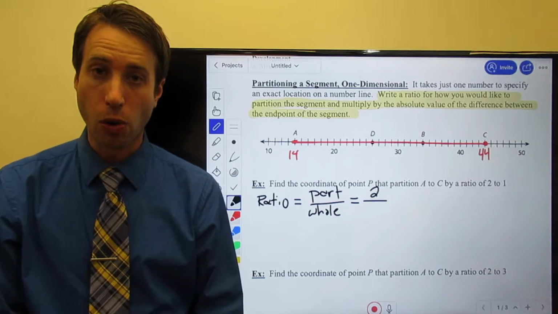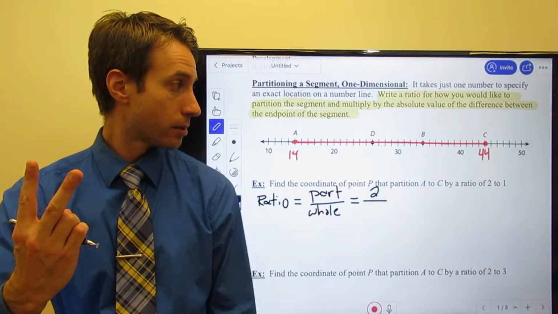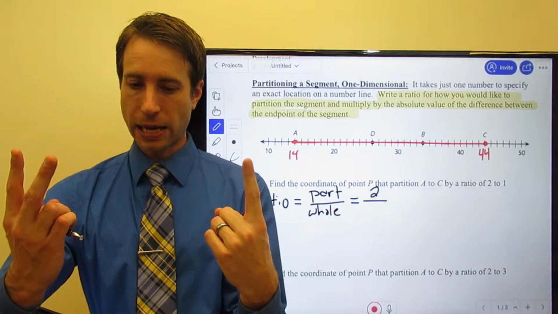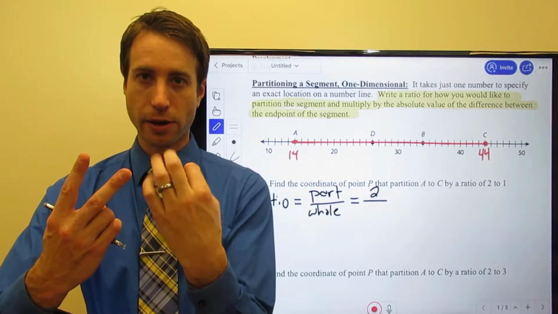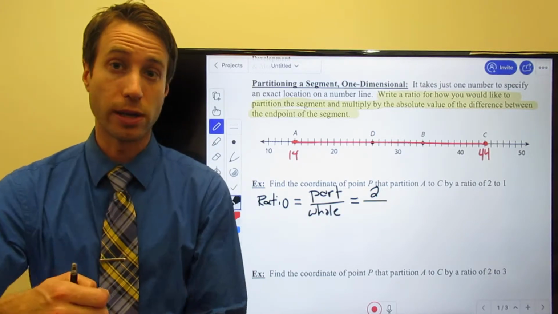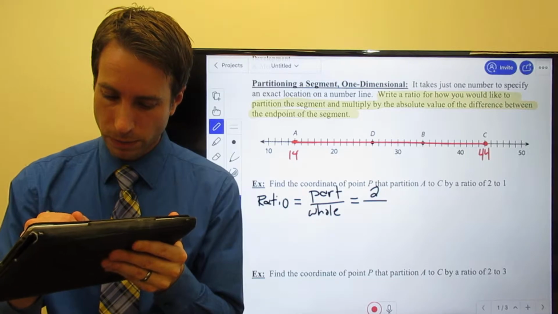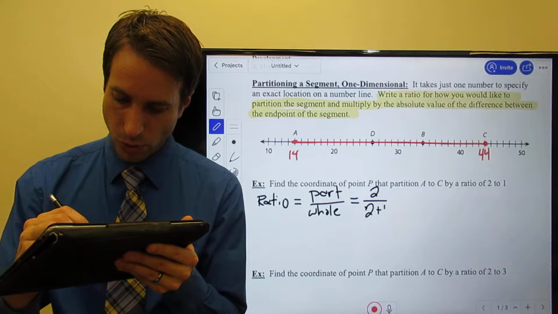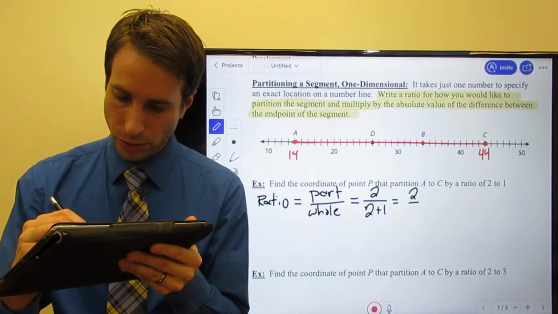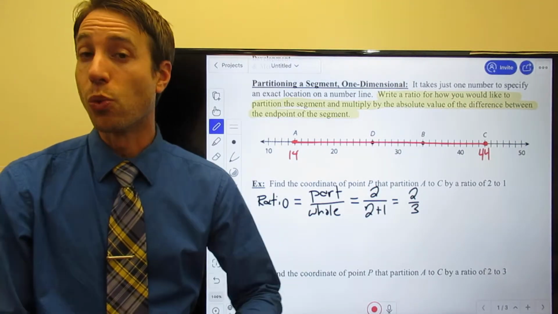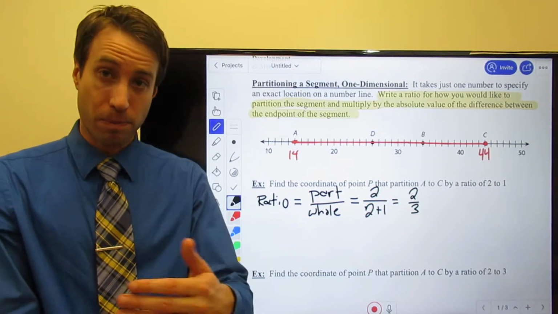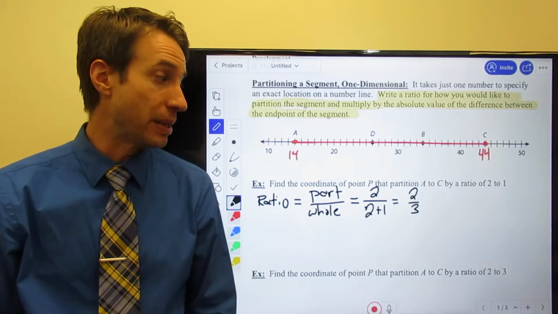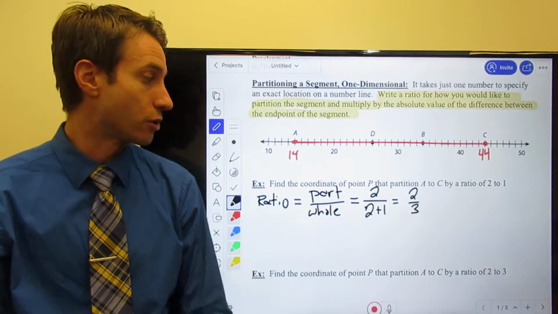What is the whole? Well, if I have 2 parts and 1 part, in order to get the whole, I got to put all the parts together. 2 plus 1 is 3. So the whole, 2 plus 1, 2/3. So the way that this is going to work out, a ratio of 2 to 1 is simply going to be 2/3, right? 2/3 of the way.